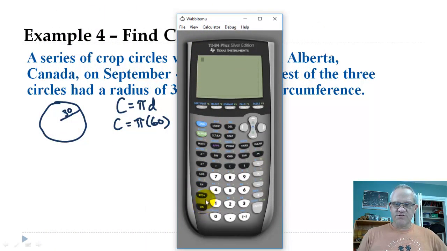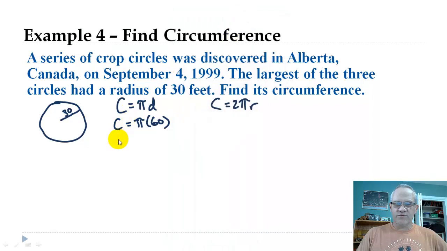Anyway, so we'll just type in here 60. And then second function, and I think this is my pi here. It's kind of hard to tell on this. And so that's going to be about 188.5. So the circumference is approximately 188.5 feet.